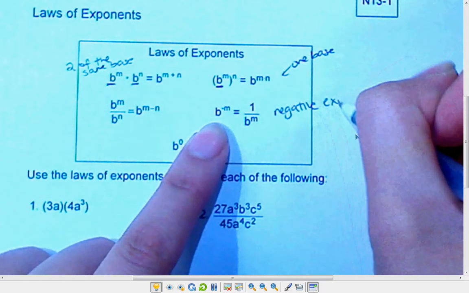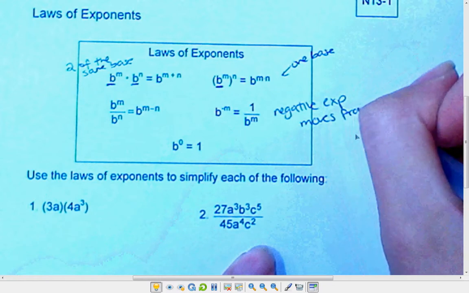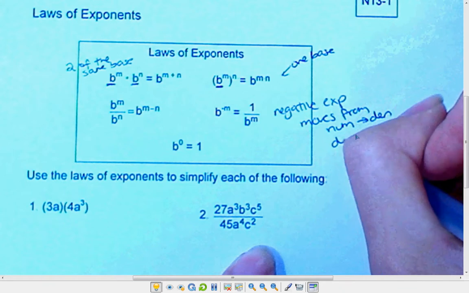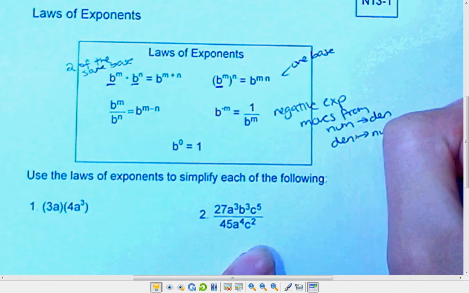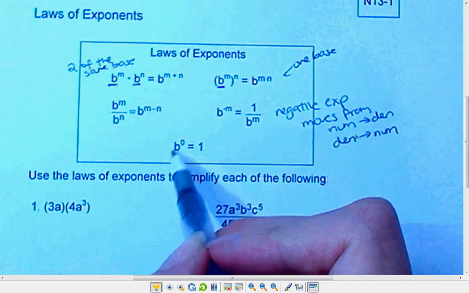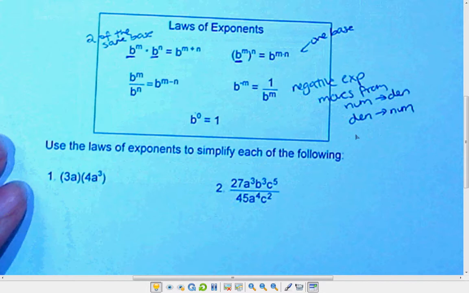So whenever you have a negative exponent, it moves from either the numerator to the denominator of a fraction, or from the denominator to the numerator, depending on where it started off with. So it's just changing places in your fraction. And then our last rule here is anything to the power of 0 is always 1. So we're going to be using these laws of exponents to simplify some expressions. So let's start off with number 1.